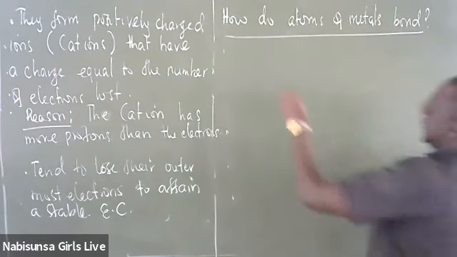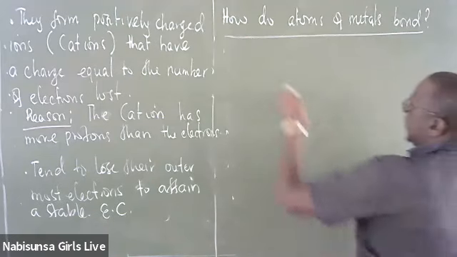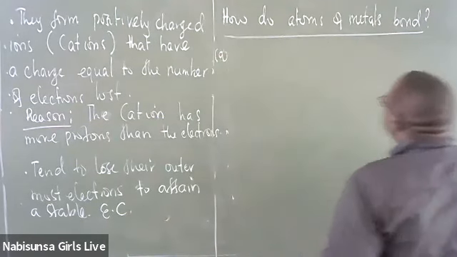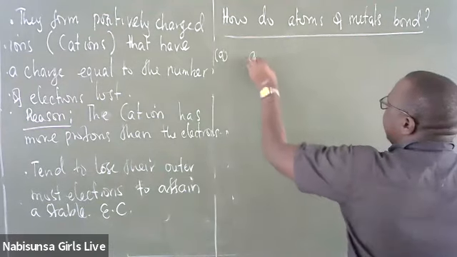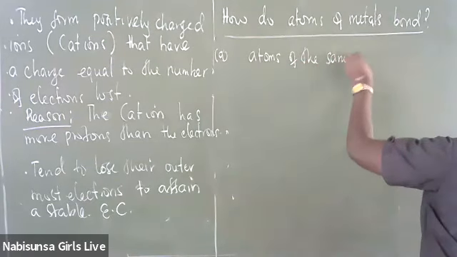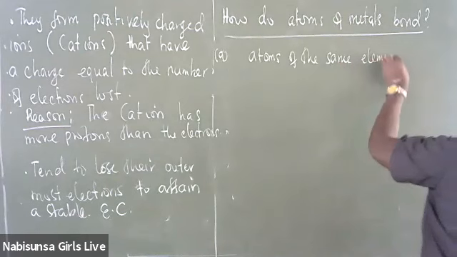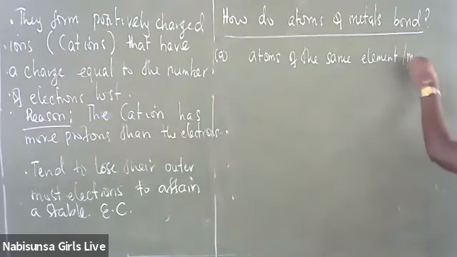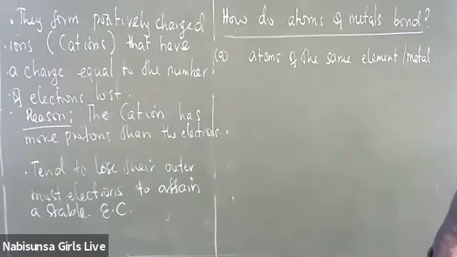I've written this. A, the first scenario, atoms of the same element. Same element of metal. That is the first scenario. We are wondering, how do the atoms of metals, let's say I have atoms of sodium alone, how can I force a particle of sodium to combine with another particle of sodium?